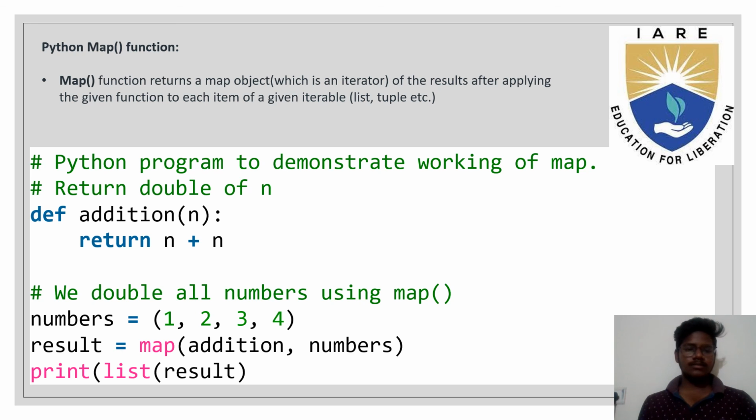Here we will see some function program of mapping. Firstly, we will take an iterable called addition and it will return n plus n. And the next one is taking an input and printing the mapping of the addition common numbers.